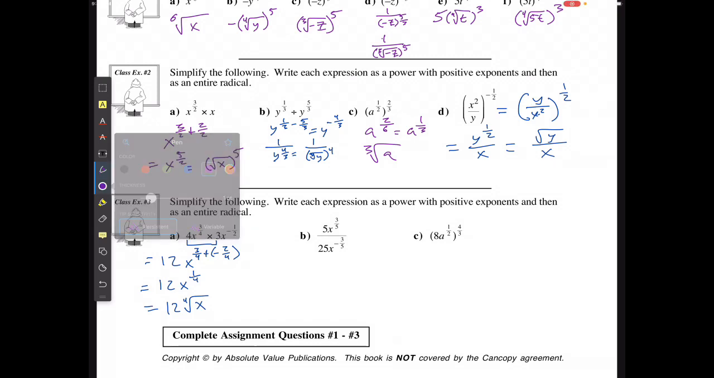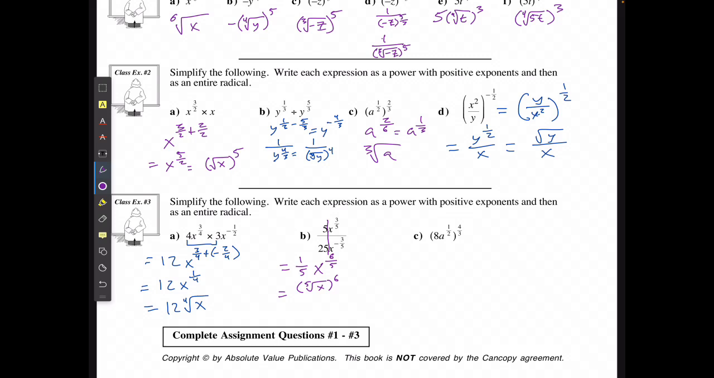For example B, the coefficients are going to wind up being reduced down to 1/5. I have x to the 5 over 3 minus negative 3 over 5. So that's the same as adding it. So I actually have x to the, when I add the numerators because they have the same denominator already, 6 over 5. Well, I can leave the x on the numerator and say that that's going to be the same as the 5th root of x to the power of 6. And when I multiply that by 1 over 5, I just have a 5 in the denominator.